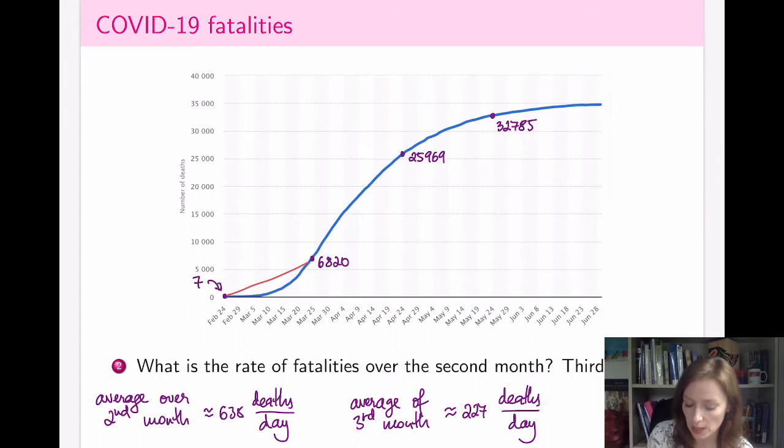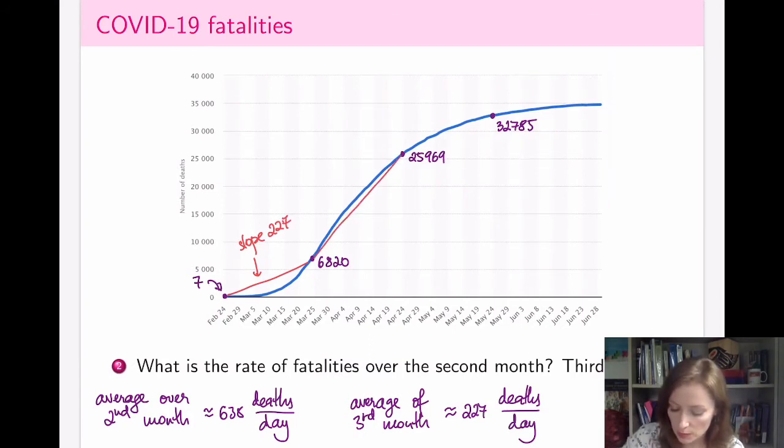So my first line was over the first month. I computed the slope was approximately 221 to 27. The second one, if I connect the 2 points, I can see that the slope is much steeper, which really means that the disease was spreading much faster at that point. And my average here, or the slope, came out to be 638.